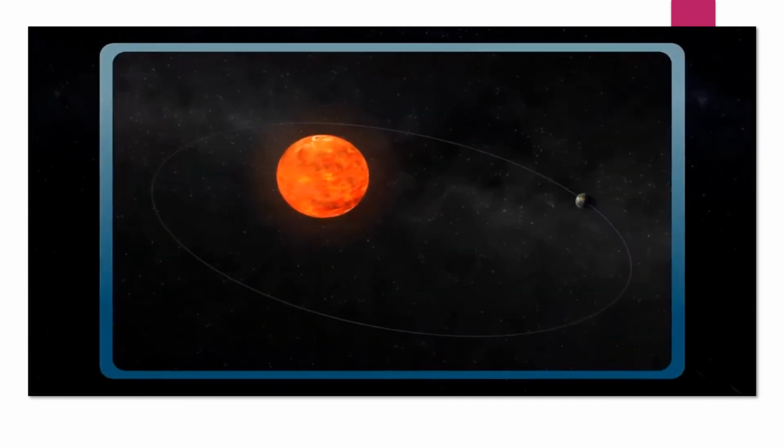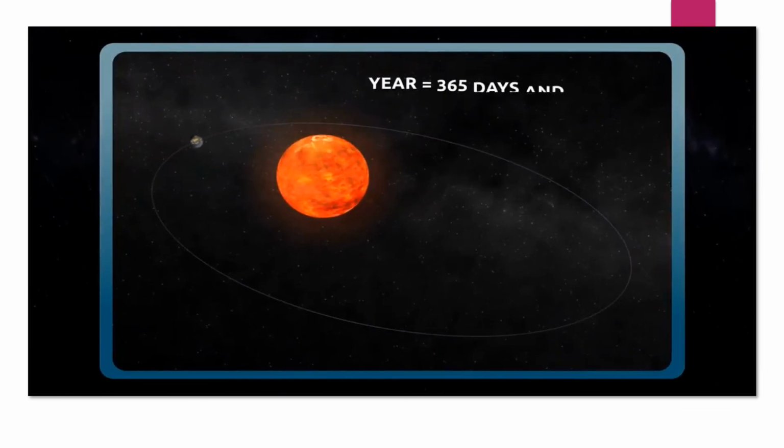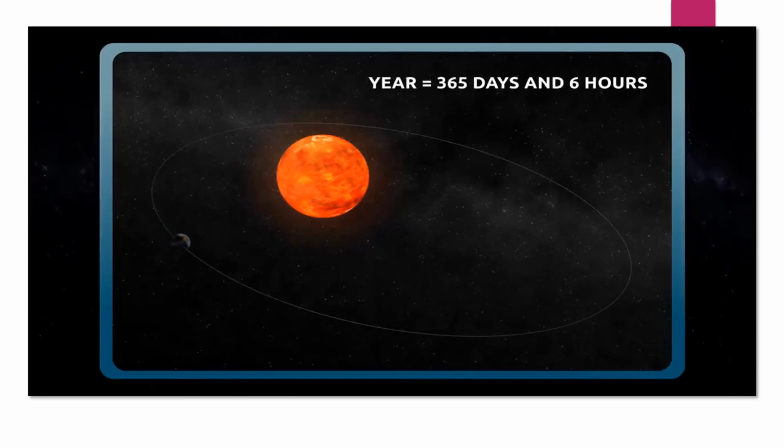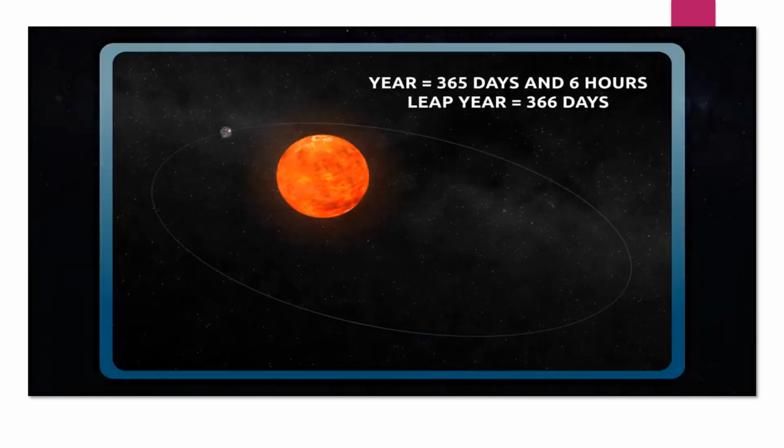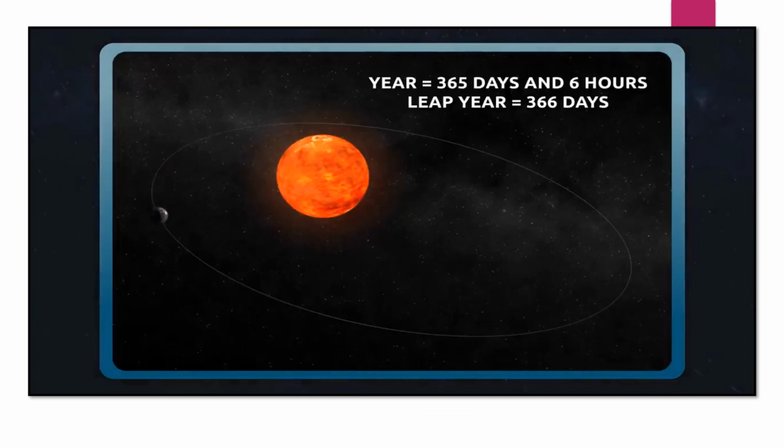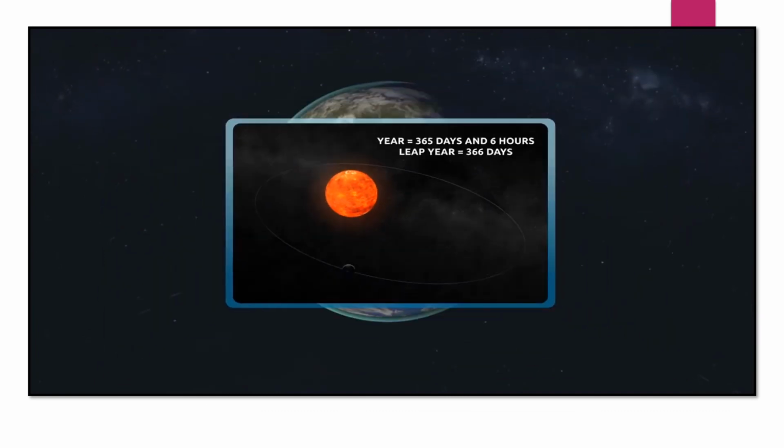Owing to the fact that the revolution of the Earth around the Sun doesn't take exactly 365 days, but 365 days and 6 hours, there are leap years, which have one more day, 366 days. That's why every 4 years, February has one more day, day 29.